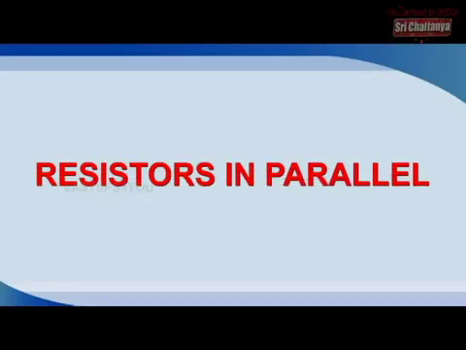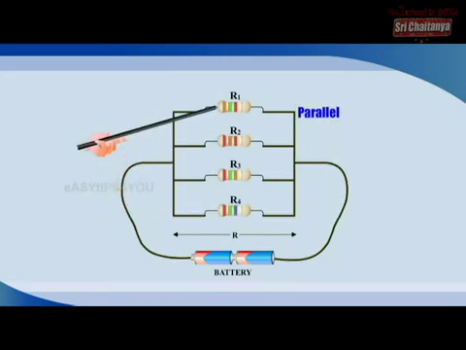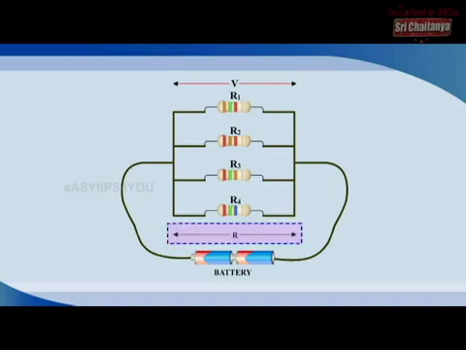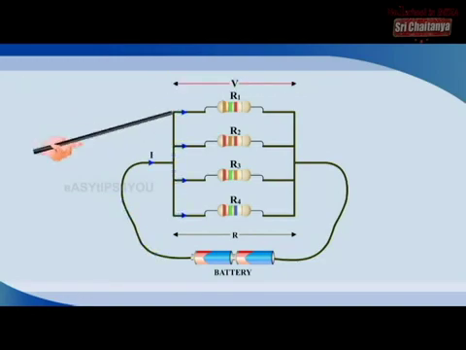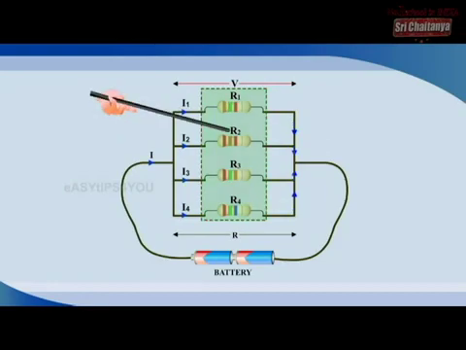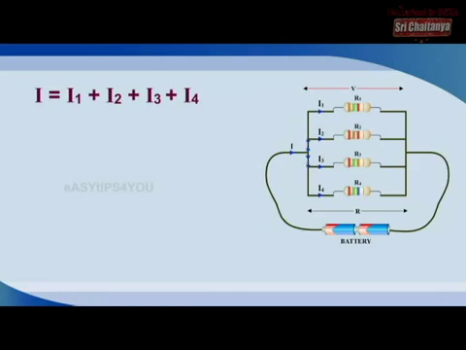Resistors in parallel. Consider 4 resistors of resistances R1, R2, R3 and R4 connected in parallel as shown in the figure. A source of EMF V is connected to the parallel combination. When resistors are in parallel, the potential difference V across each resistor is the same. A current I entering the combination gets divided into I1, I2, I3 and I4 through R1, R2, R3 and R4 respectively, such that I equals I1 plus I2 plus I3 plus I4.